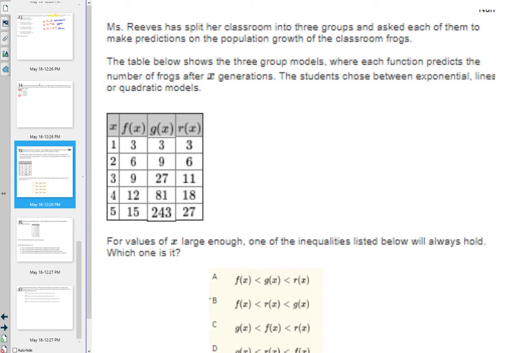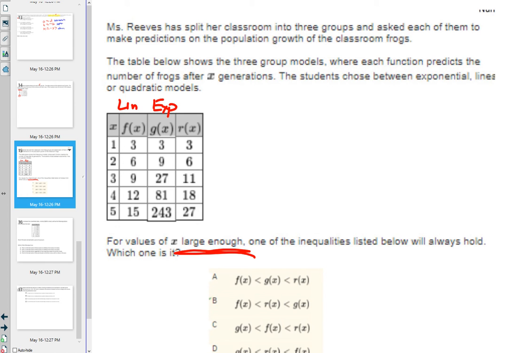Miss Reeves has split her classroom into 3 groups and asked each of them to make predictions on the population growth of classroom frogs. The table below shows 3 group models where each function predicts the number after X generations. Okay, so these are the same thing about large values, where when we get big enough, exponentials get biggest the fastest, then quadratic, and then linear. So look at the first one, f of x, that's going up by 3, so this one's linear. G of x, it looks like it's doing times 3. That would be exponential, sure.